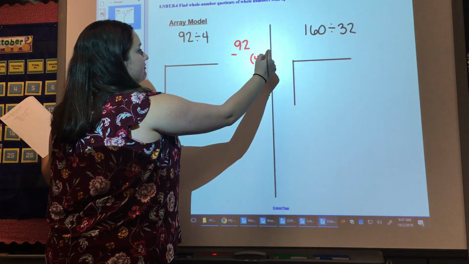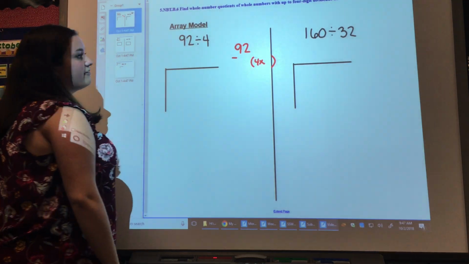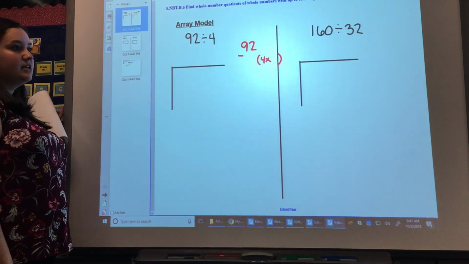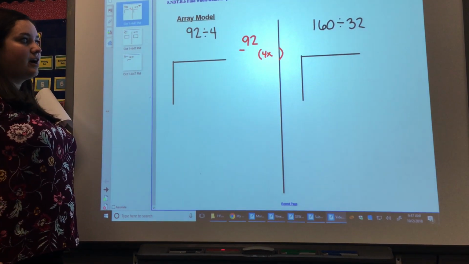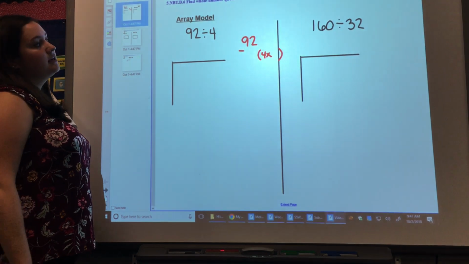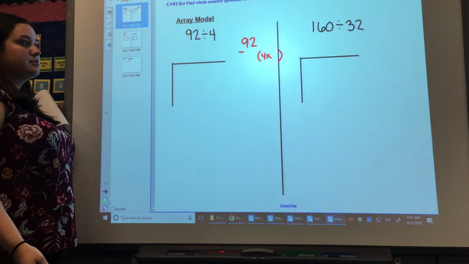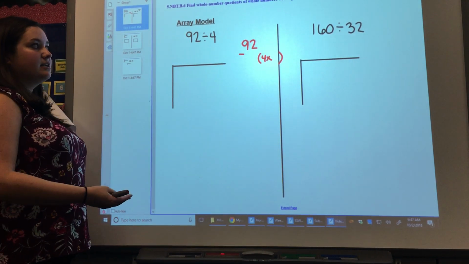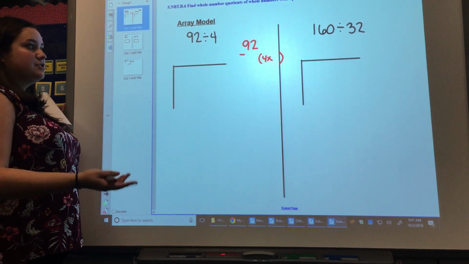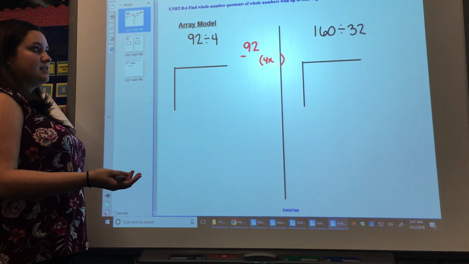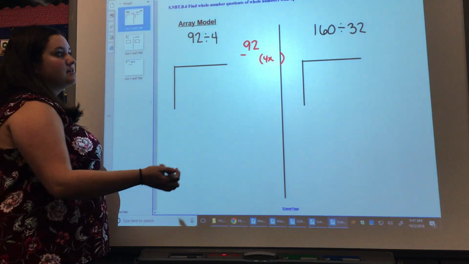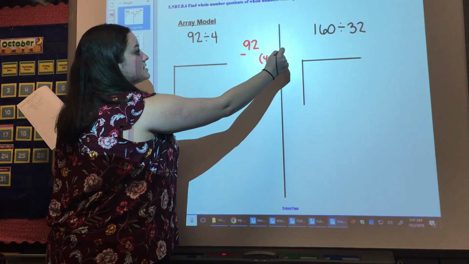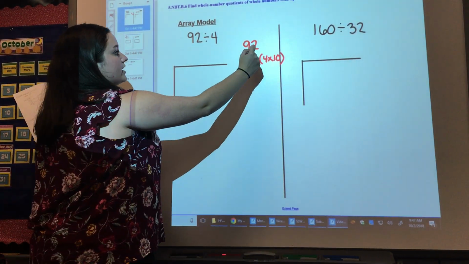What they really want you to focus on are friendly numbers. So friendly numbers are numbers that end in 0 or easy numbers to multiply. So usually the kids will start with either 4 times 10 or 4 times 100. If they chose 100, they would know that that gets you to 400, which is too big. So you'll start with 4 times 10, which is 40.